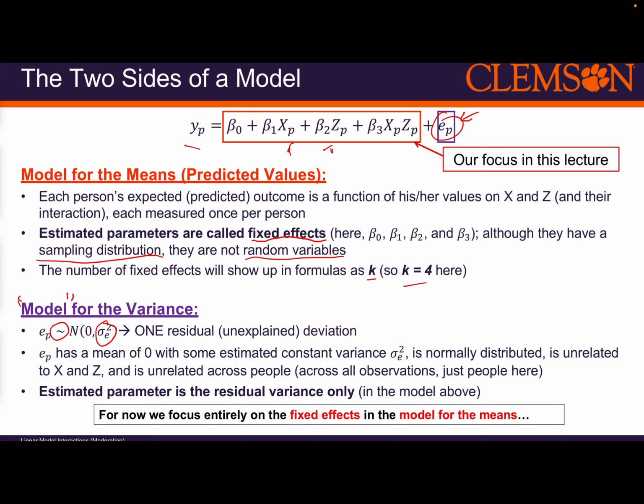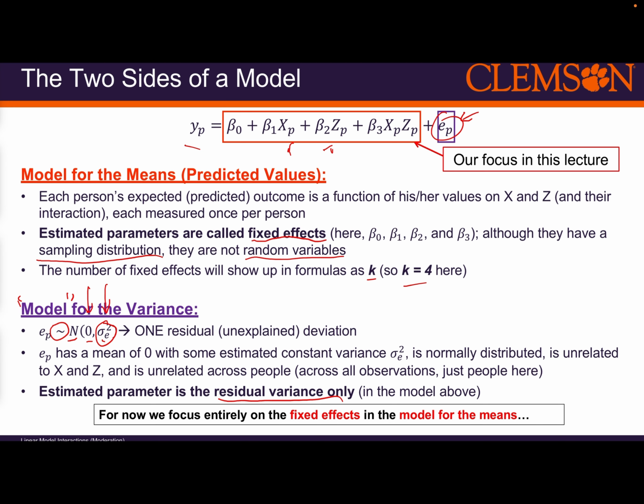Error, again, this little tilde represents what we would say, distributed as. The error or residual for a person is independently and identically distributed as a normal distribution. That's where this n comes from. Now, in the parentheses, there are 2 parameters to a normal distribution. There's the mean, which is always 0 in this case. And then there's the variance. In this case, we're going to denote that as sigma squared error. And what we're going to call this is the residual variance, the variance in all those terms that are left over after you do the predictions. Error, e sub p for a person, has a mean of 0 with some estimated constant variance.